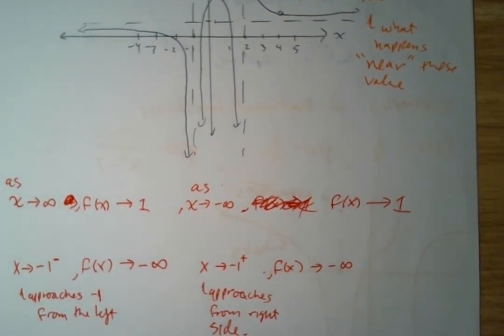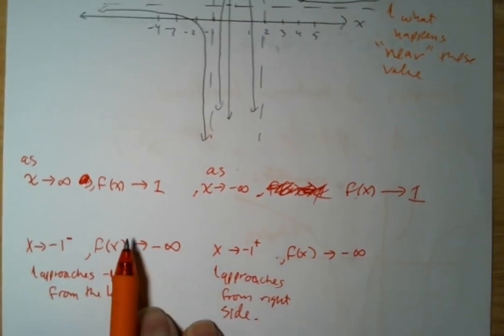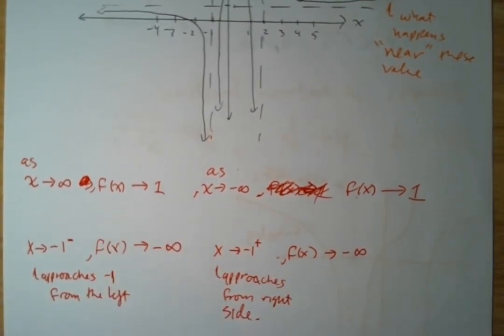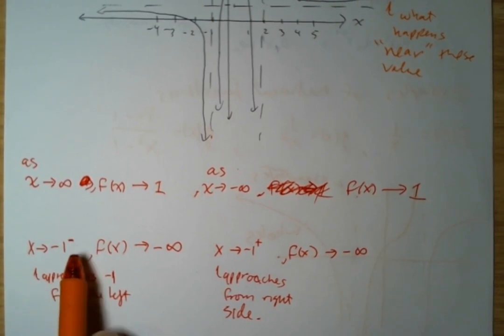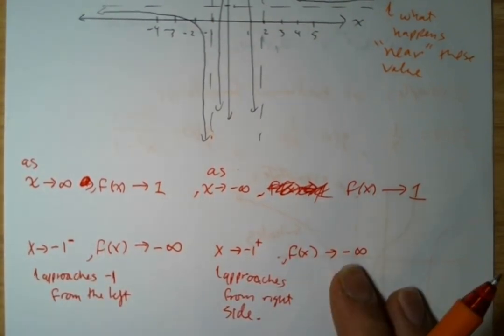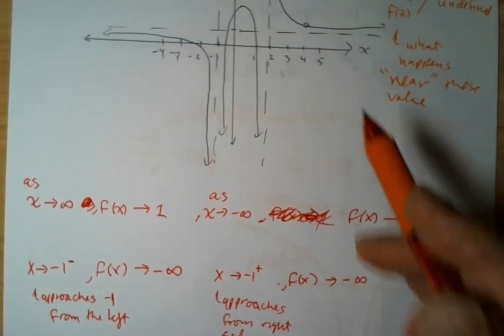All right, and that's how we would use arrow notation to describe some local behavior, right? As x approaches 1, from the left and on the right side. So now let's take a look at our next asymptote here.